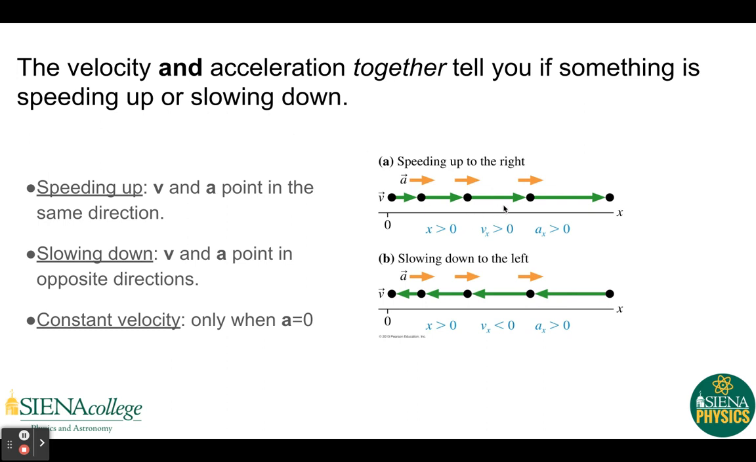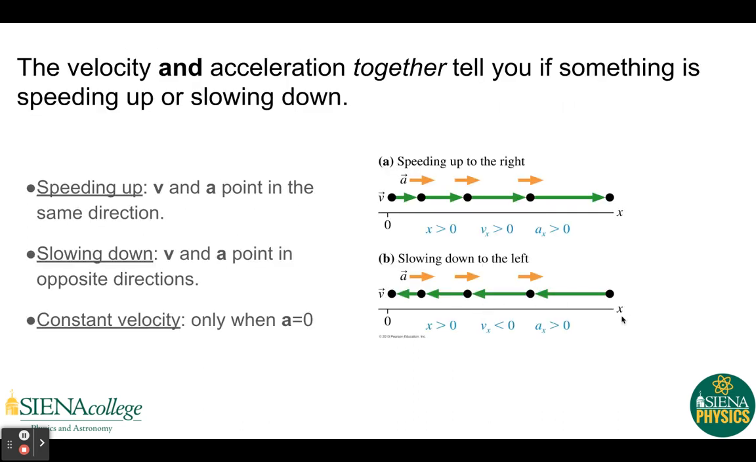So this is the case we just looked at, where we have an object moving to the right and we have acceleration to the right. And so that means our velocity vector is going to be increasing by this amount at every time interval. So our velocity vector is getting longer and longer, meaning that the object is moving a further distance and speeding up. Okay, so when you have velocity and acceleration in the same direction, the object's speeding up.